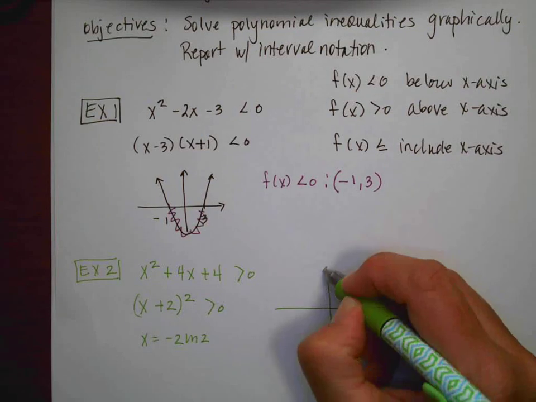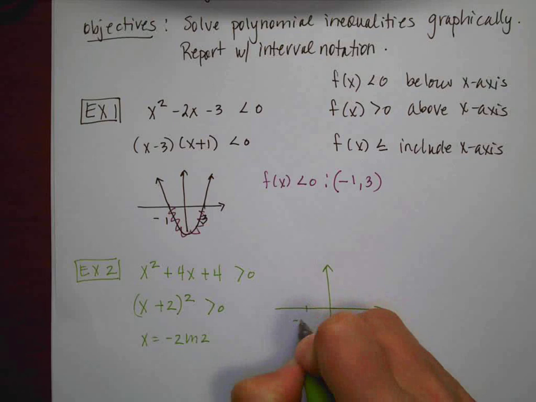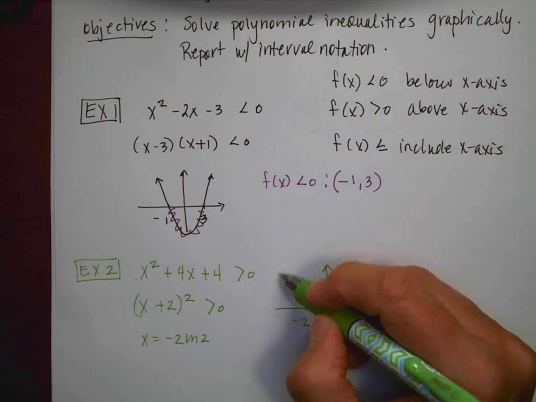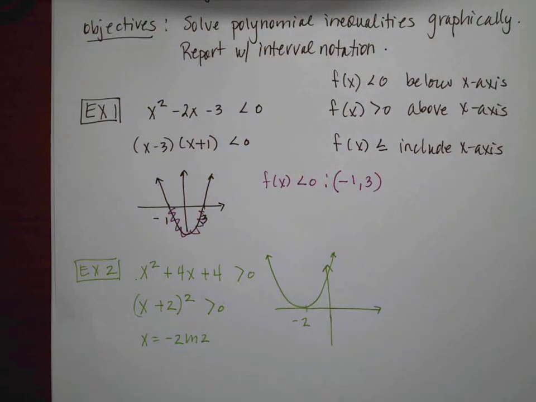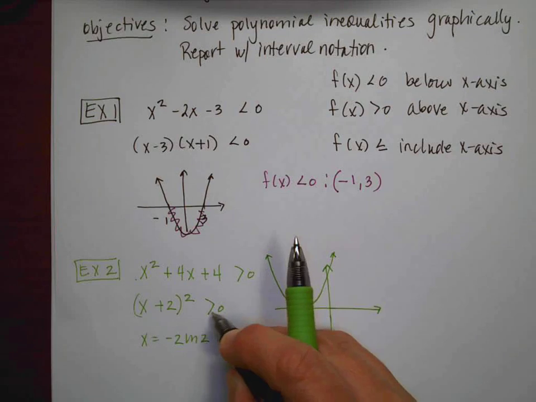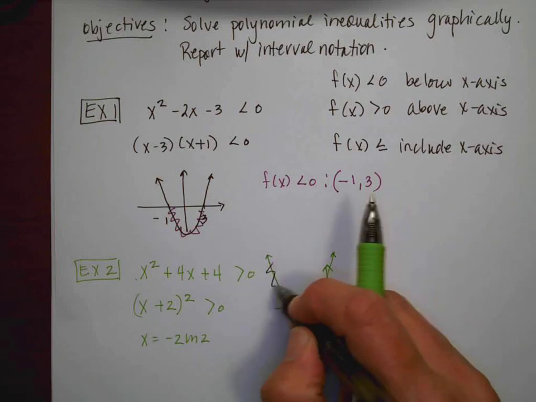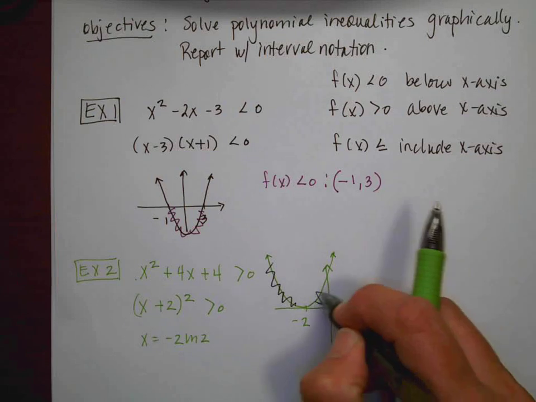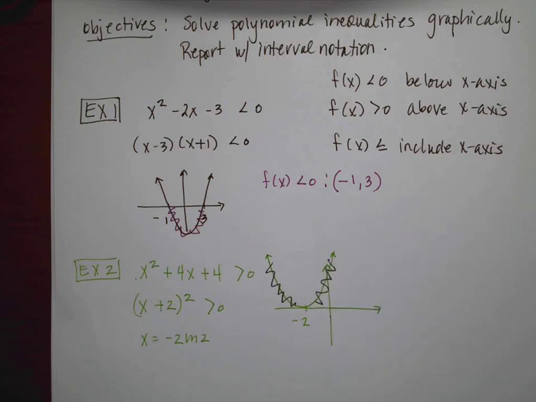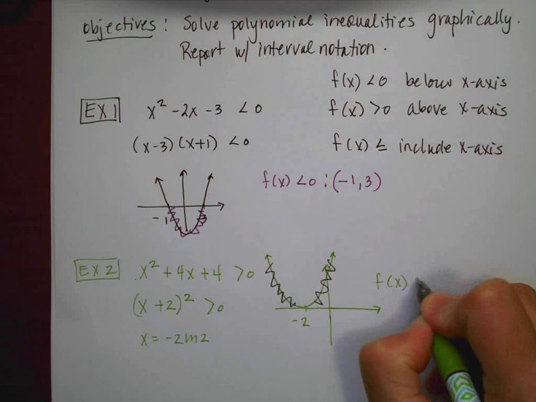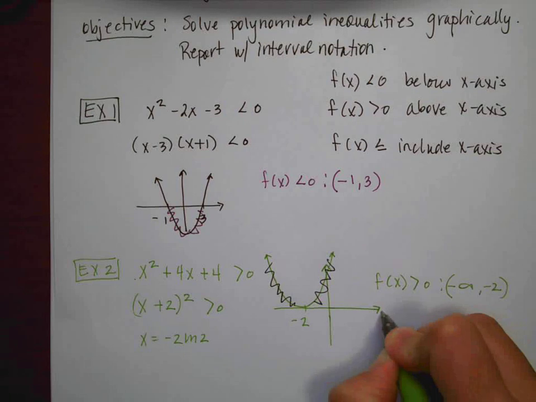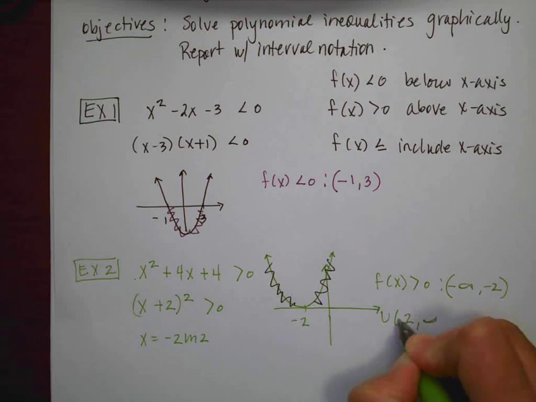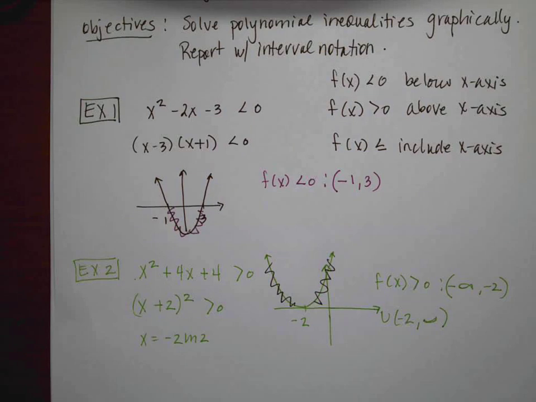So I'm going to graph my function. It's still just a cute little parabola. I have this at negative 2. My leading coefficient is positive, so I know that the parabola is going to bounce up instead of bounce down. And this is asking where is the function greater than 0. It doesn't have the equality, so it's greater than 0 here, and it's greater than 0 here. The negative 2 is equal to 0, so technically it's not included. So I would say that the function is greater than 0 from negative infinity to negative 2, not included, unioned with negative 2 to positive infinity.